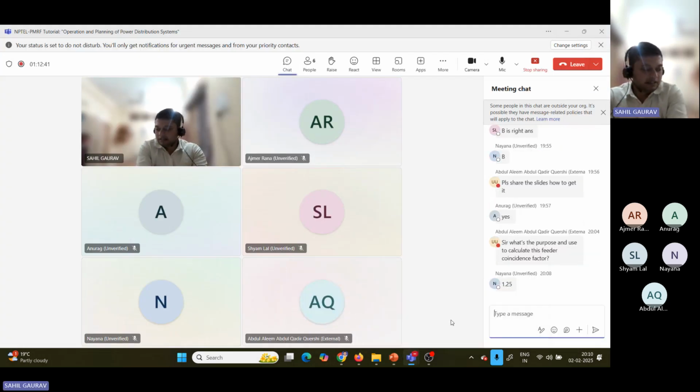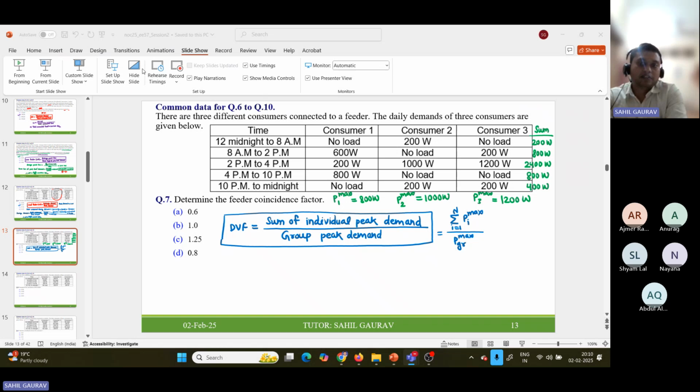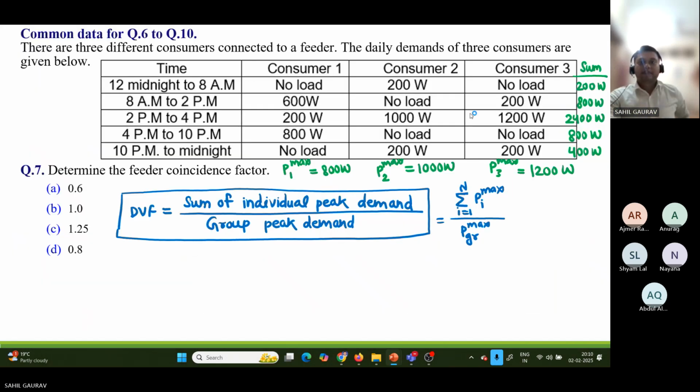Yes, correct. So diversity factor you got 1.25. Very good. It is the correct one. We study these factors to see how we model the load, how we characterize the load, how we do modeling of load.